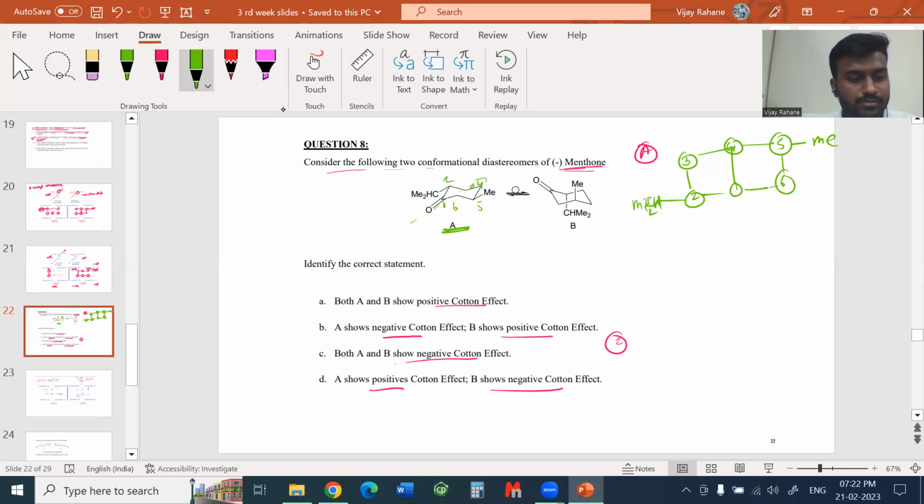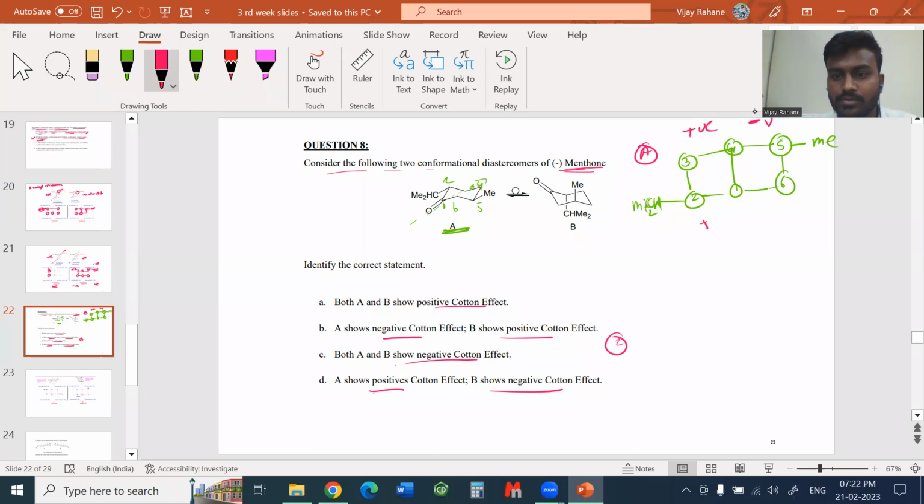And for B, because it shows negative, positive, negative, positive, the majority of this molecule lies on the positive side.